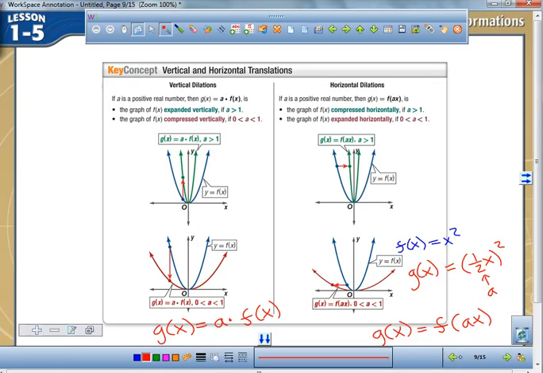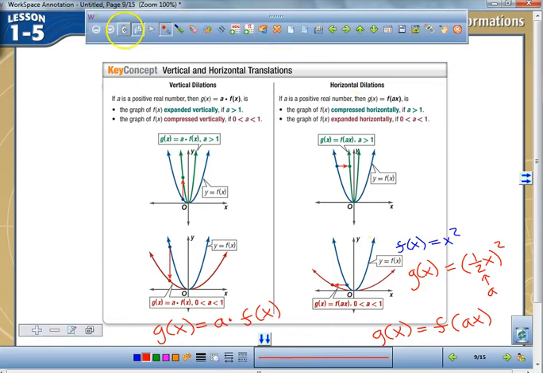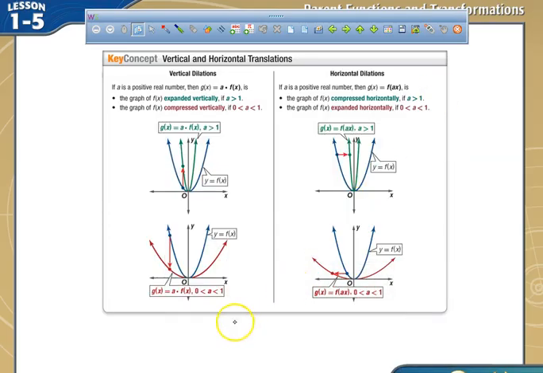So, in summation, we have vertical dilations and we have horizontal dilations. The vertical dilations, the number is on the outside of the function. The horizontal dilations, it's right there in the parentheses. That a value is right there next to the x. So you need to know the difference between those four different dilations. All right, and that's it.